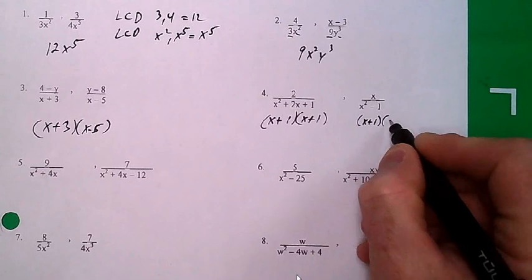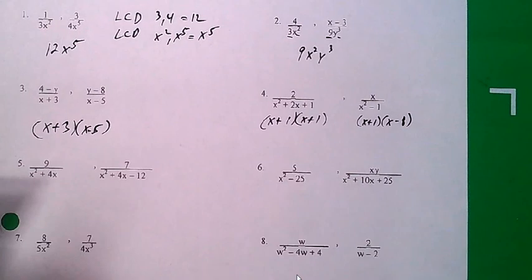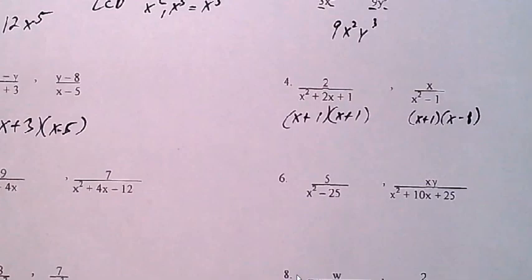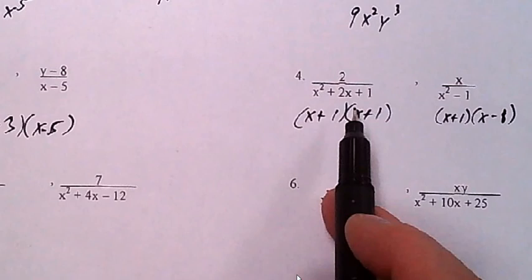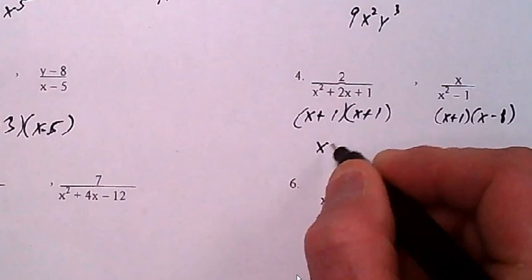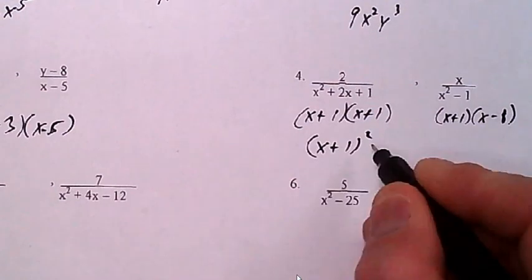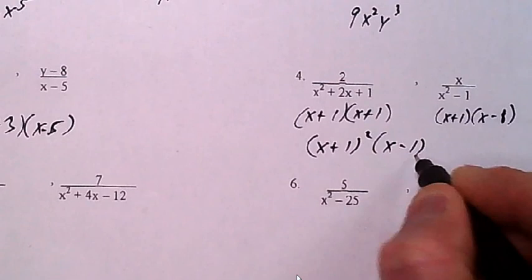Now, what you're going to do is list the greatest occurrence of each factor. So x plus 1 occurs twice here and once over here. So we're going to write x plus 1 squared. And we don't want to leave out x minus 1. Okay? Okay, we did 5 together.